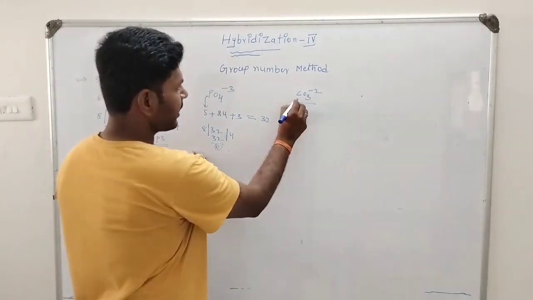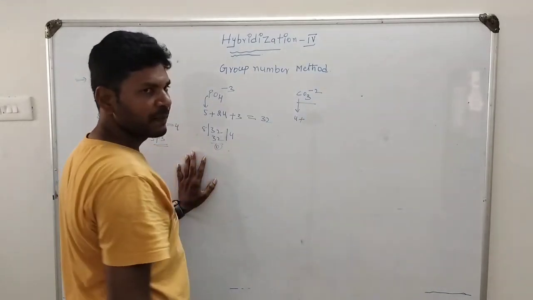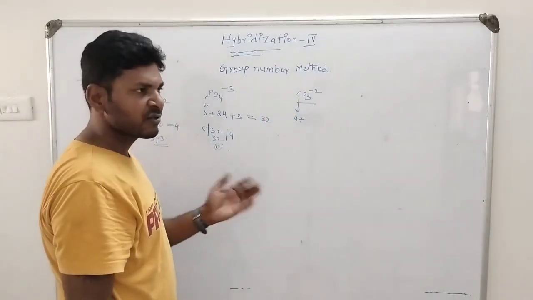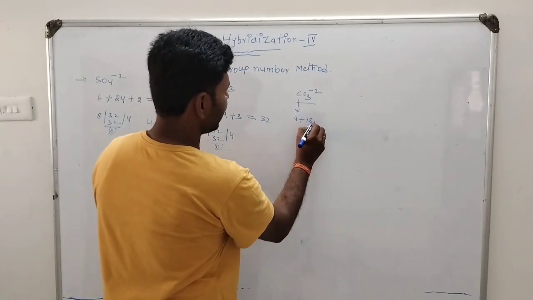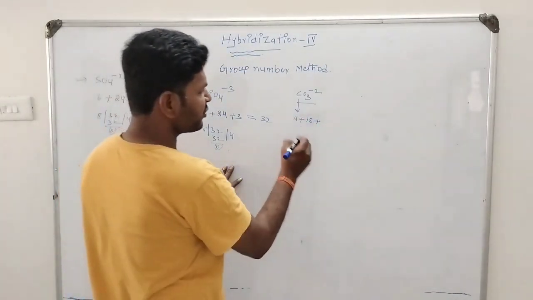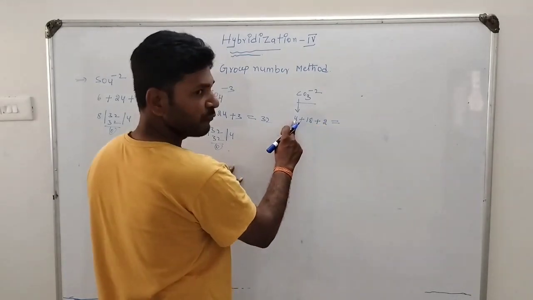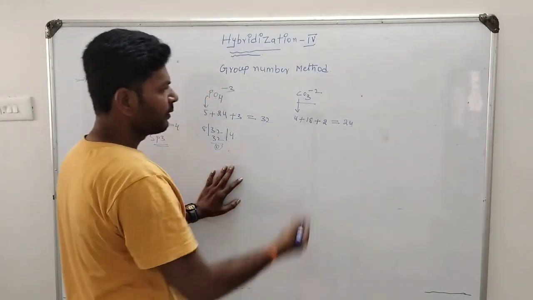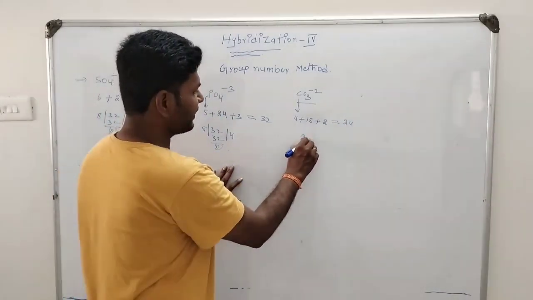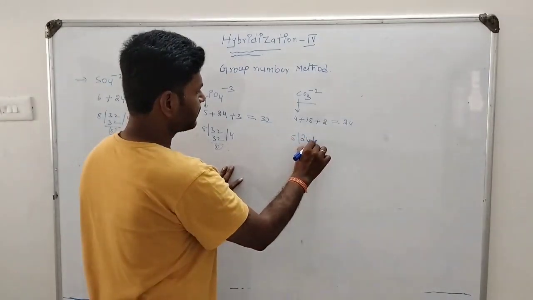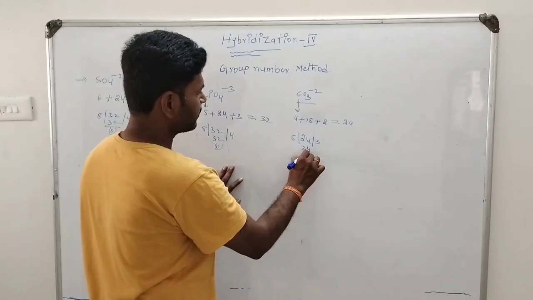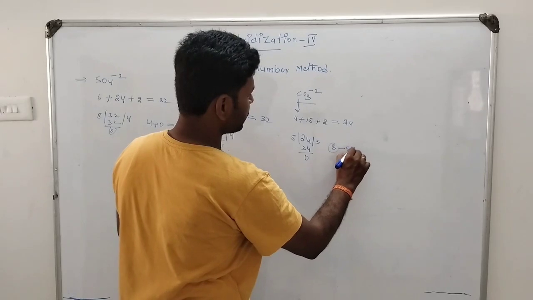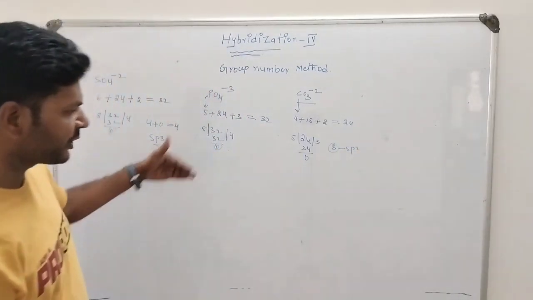CO3 2 minus. Carbon group number 4 plus oxygen group number 6, and total number of oxygen atoms are 3. So 6 into 3, 18. Plus 2, minus 2 indicates addition of 2 electrons. So 4 plus 18, 22. 22 plus 2, 24. Valence electron number 24. So we will divide with 8. 3 plus 0, 3. So 3 means what? sp2 hybridization. So like that we need to do one by one.